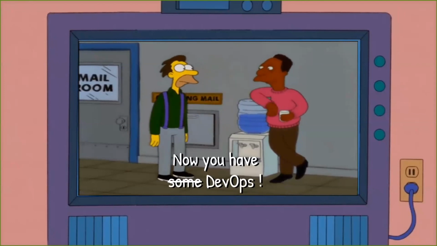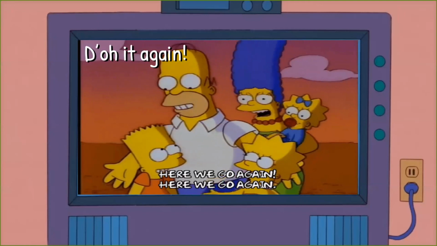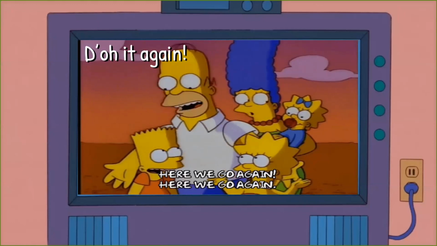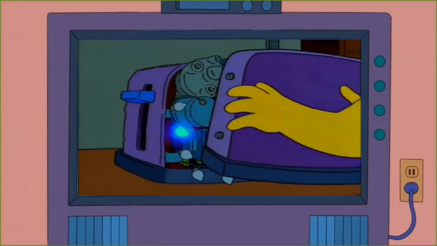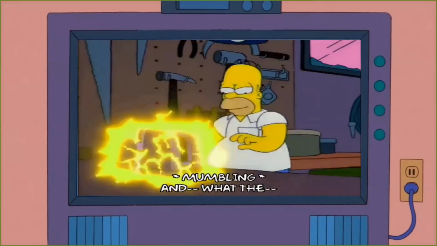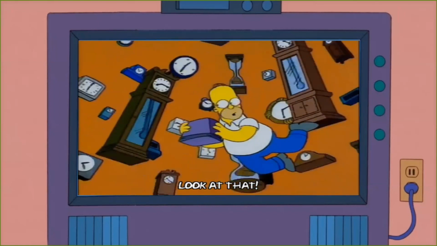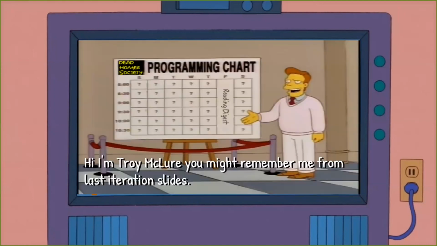Okay, thank you. So now that we already have water, we have some DevOps, and it's time to do it again. But yeah, we don't have enough time to see the entire process on all iterations. So I've asked Homer to use the old toaster and move in time to some iterations in the future. Let's see how it is.